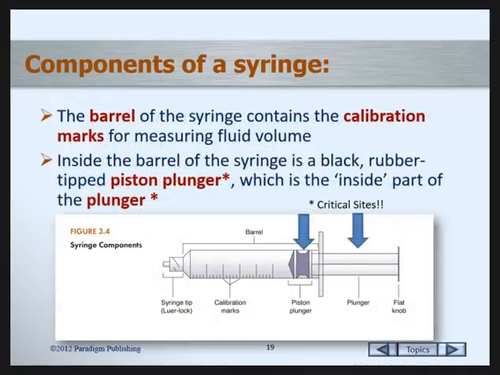The syringe itself is made up of other parts, including the barrel. The barrel is where we hold the syringe. That's how we control the syringe. That's where the calibration marks are located. That is the outer part.